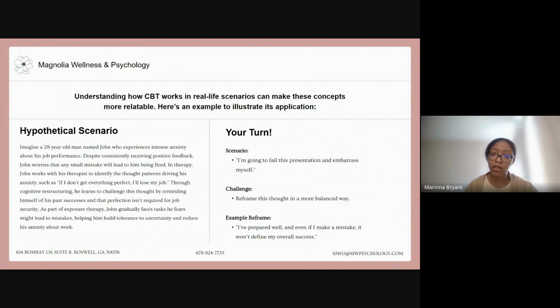What I would like you to do is, if you have something to write with, like a paper or a pencil, or even you can type on your device, you can practice by thinking of a scenario. It doesn't have to be anything too hard or even too sensitive for you. But think of a scenario where you thought, for example, I'm going to fail this presentation and embarrass myself. Or, if I do not do this correctly, this may happen. And then I want you to challenge yourself by reframing this thought in a more balanced way. One example could be, I prepared well, even if I make a mistake, it won't define my overall success.